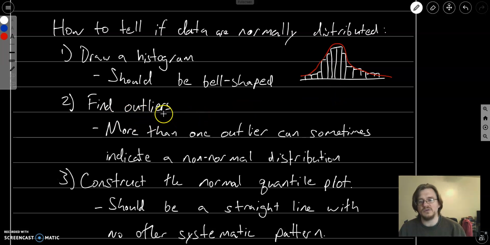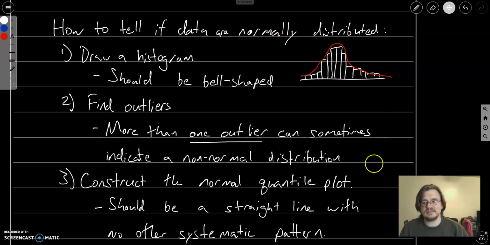One other thing that we can do just by really looking is just trying to find outliers. And a normal distribution should not have outliers, or at least not very many. In fact, if there's more than one outlier, this usually indicates that we're not looking at a normal distribution. So if there are 0 outliers, good. If there's 1 outlier, maybe we just got really unlucky. If there's 2 or more outliers, generally this means this wasn't normally distributed to begin with.